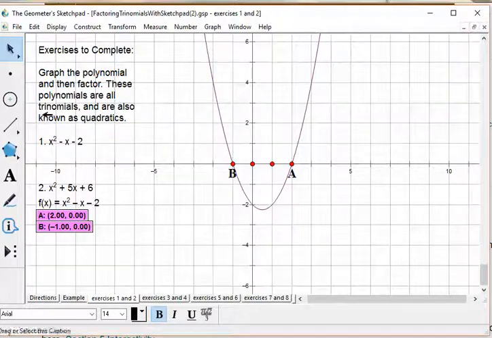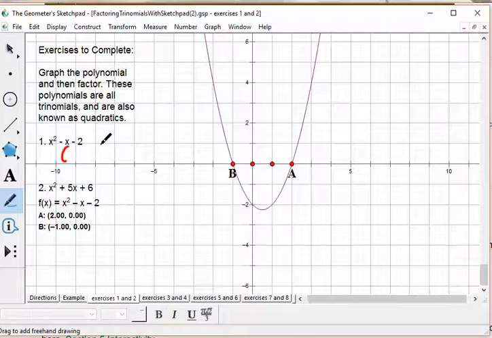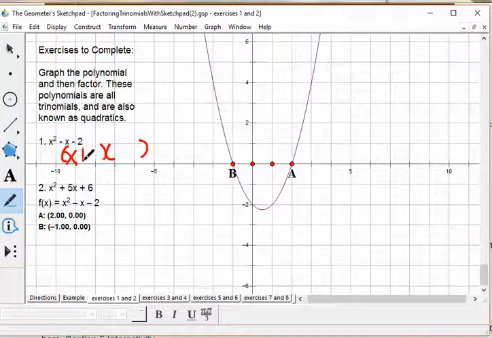Now I'm not done. That just helps me factor this. So now I write my 2 sets of parentheses. And I use x. It was -1, so I changed the sign to x plus 1. And it was a plus 2 over here for that intercept, so I changed that to x minus 2.